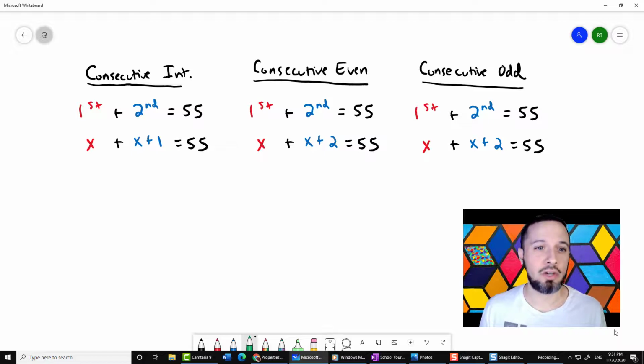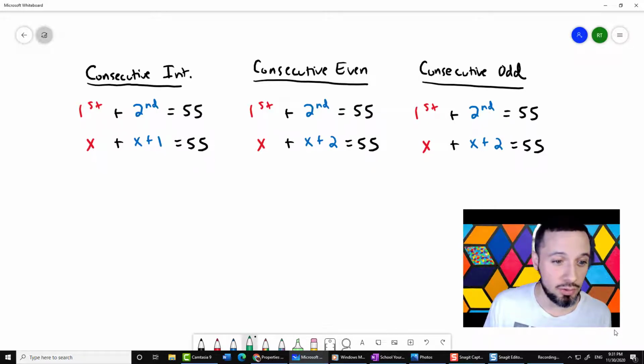Let's look at the first scenario here. Here I have two numbers that add up to 55. I don't know either of the numbers. All I know is that they are consecutive integers. So let me just make up a couple examples of consecutive integers, 2 and 3.